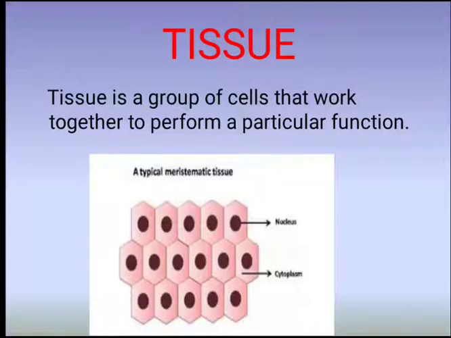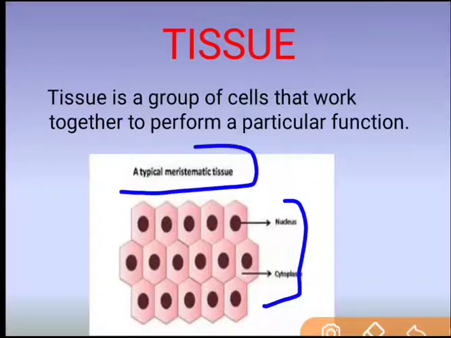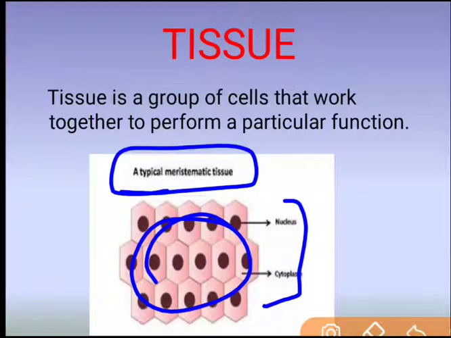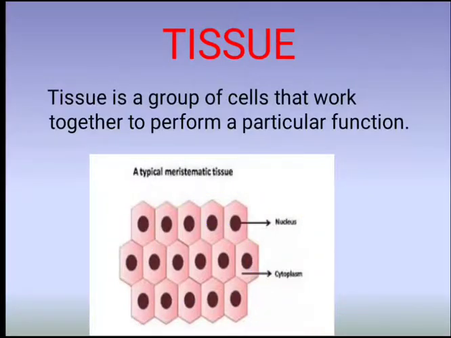You can see in this diagram that many cells are combined here. It is a type of meristematic tissue. So many cells of the same type combine here and they form the tissue.